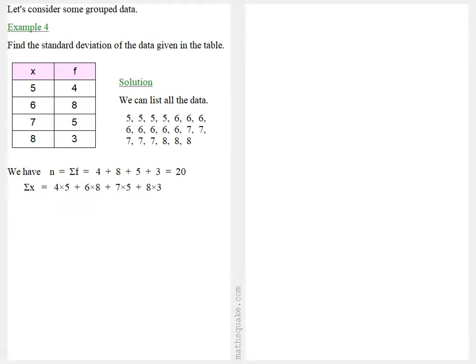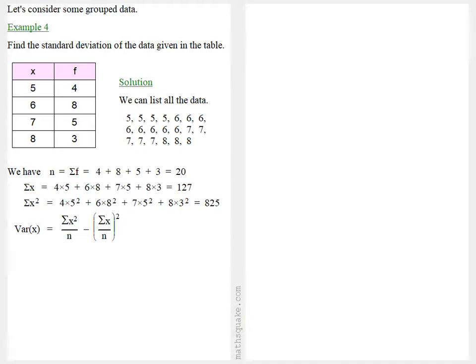Similarly, if we want to work out the total of all the values, we can say we've got 4 5s plus 8 6s plus 5 7s plus 3 8s, which is 127. And if we want to find the total of all the values squared, we've got 4 lots of 5 squared plus 8 lots of 6 squared plus 5 lots of 7 squared plus 3 lots of 8 squared, which is 825. And now we can work out the variance.